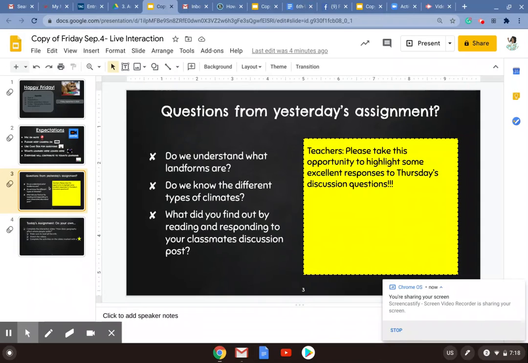So today, we went over yesterday's assignment, when you had to write at least three complete sentences, and then respond to a classmate by making connections. If you're like, what is that? That was in yesterday's folder for Thursday. So do we understand what landforms are? Hopefully you do. Do you know the different types of climates? And what did you find out by reading and responding to your classmates' discussion posts? So that's what we discussed.